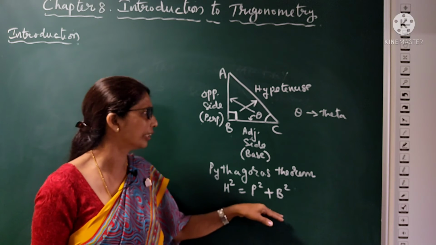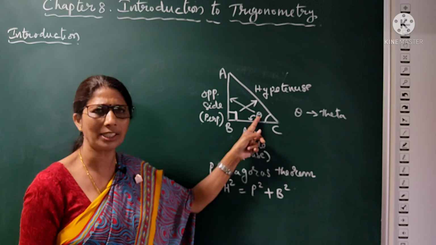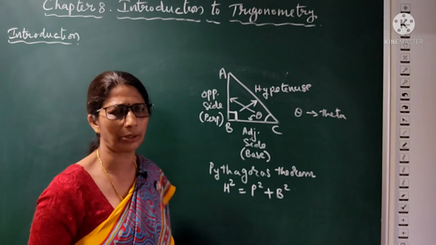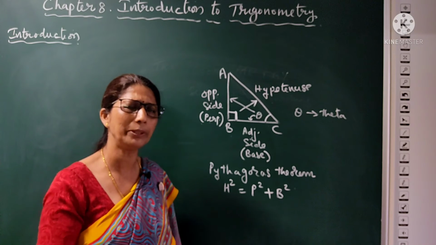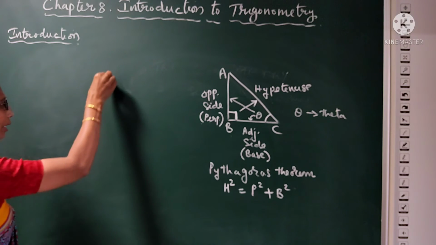Now what I am explaining here, I made a triangle and taken theta as one of the acute angles. If someone is considering A as an acute angle, then what can be the perpendicular, what can be the base? That I am explaining here. Another triangle I am making here.